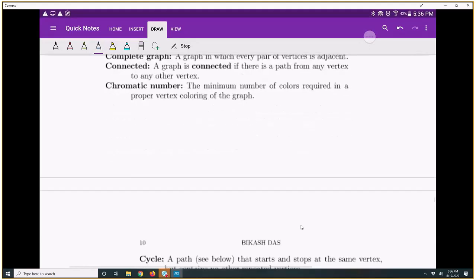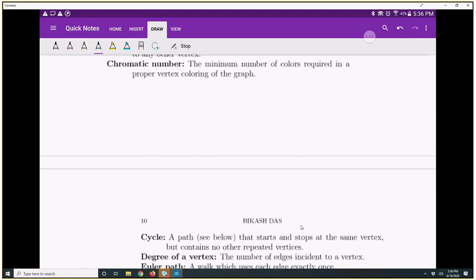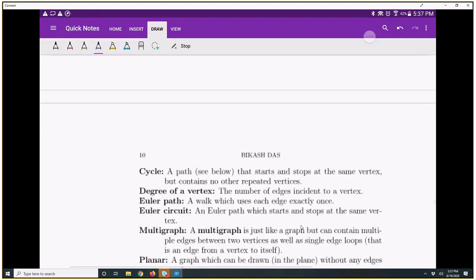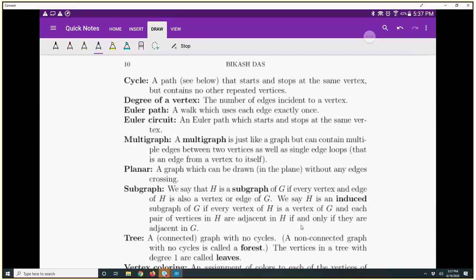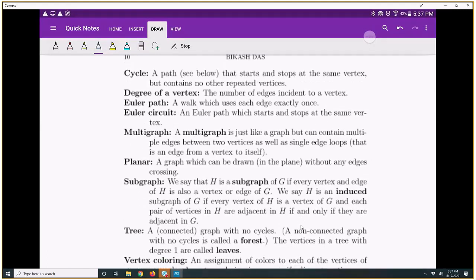We're also going to learn in the future about graph coloring, and so that will introduce the definition of the chromatic number, which will be the minimum number of colors required in a proper vertex coloring of a graph. So we'll see that in the future. A cycle will be a path that starts and stops at the same vertex, but contains no other repeated vertices. The degree of a vertex is going to be the number of edges incident to a vertex, so the number of edges coming in and out.